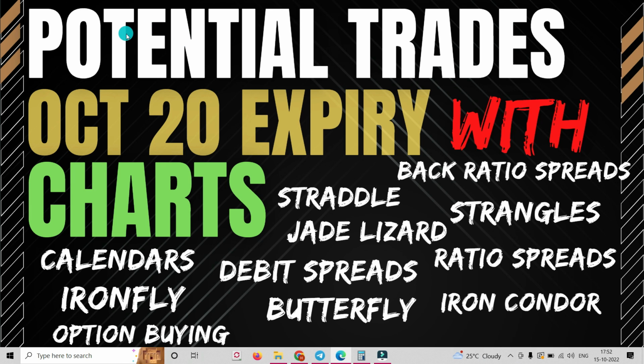So let's discuss today all the potential trades for October 20th expiry with chart analysis. So this is for the 20th expiry. Let's give it a try by deploying all these directional and non-directional strategies. Okay, so you have a combination of Straddle, Strangle, Iron Fly, Calendar. Let me take you to Sensibull.